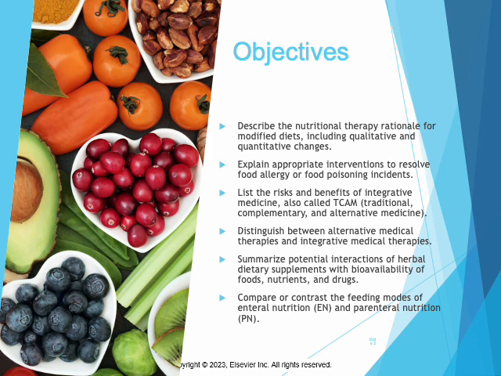You'll be able to list the risks and the benefits of integrative medicine, traditional, complementary, and alternative medicine. You'll be able to distinguish between alternative medical therapies and integrative medical therapies. You should be able to summarize the potential interactions of herbal dietary supplements with the bioavailability of foods, nutrients, and drugs. And lastly, you'll be able to compare and contrast the different feeding modalities, specifically the differences and the similarities between enteral nutrition and parenteral nutrition.